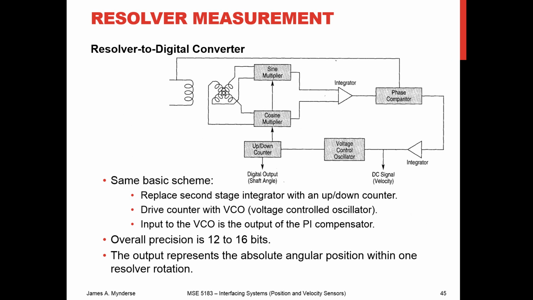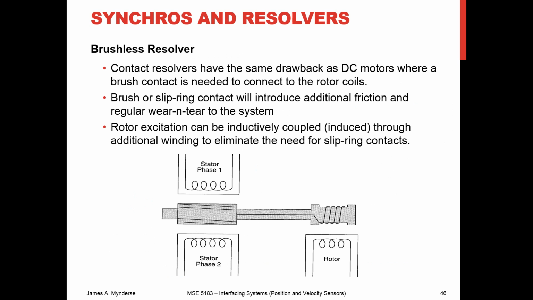With resolver, we can also go to digital control. In this case, same sort of thing. We've got our sine multiplier, our cosine multiplier. We've got our integrator. In this case, we're using a phase comparator with an integrator, and we'll run it through to an up-down counter, and so that should give us our estimate of the shaft angle, again, our phi. So somewhere between 12 and 16 bits, depending on how you do it. And it'll give you absolute angular position within one rotation.